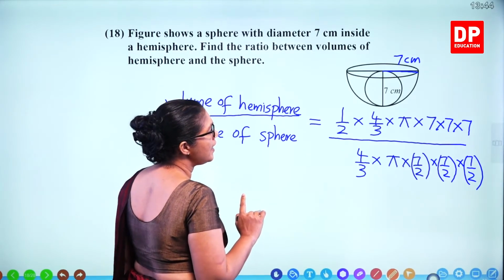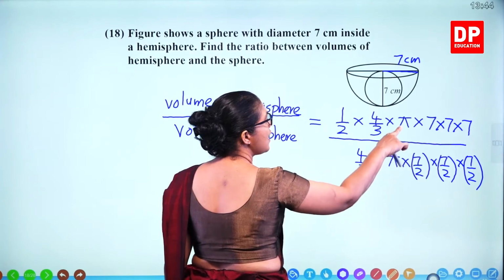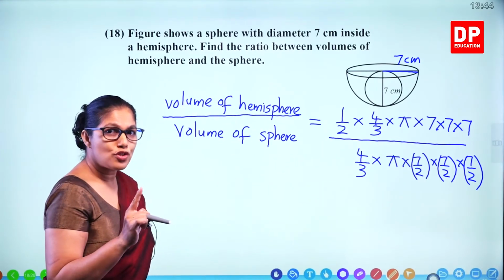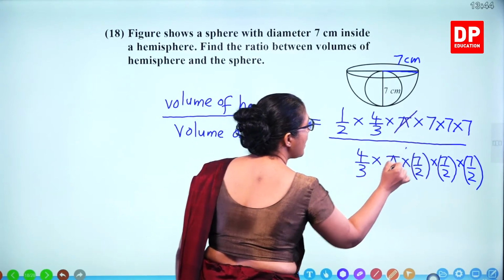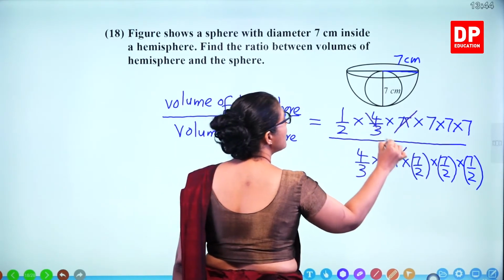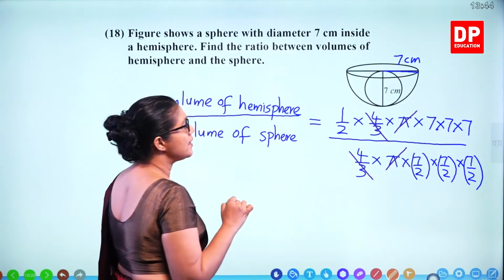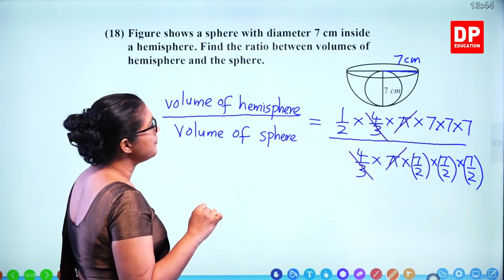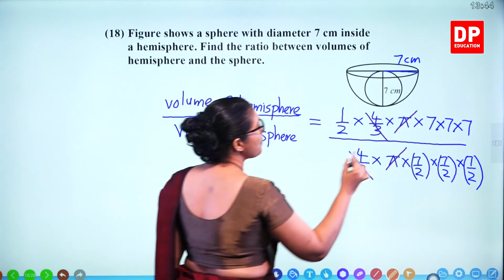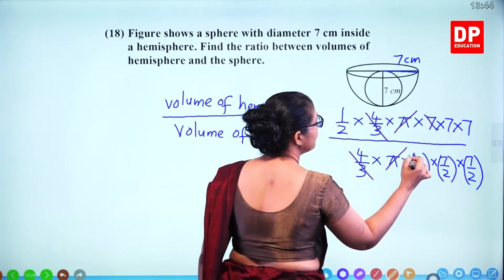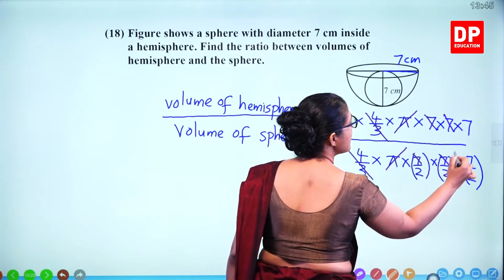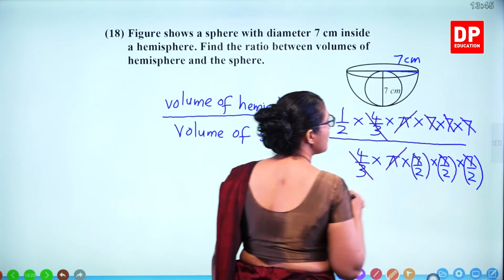Now simplify. Here, can you see I didn't substitute pi as 22 over 7 because it gets cancelled out. So pi and pi get cancelled out. 4 over 3 gets cancelled out with this one. And then this 7 gets cancelled out with this one. This 7 with this one. This 7 with this one.